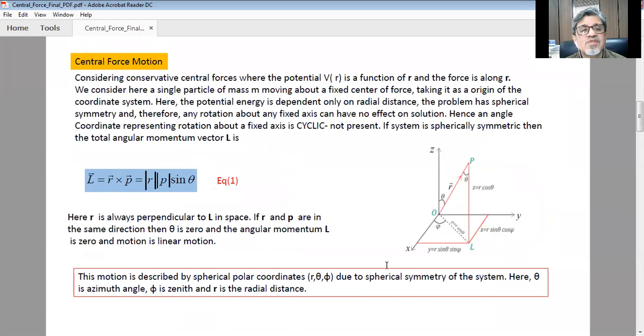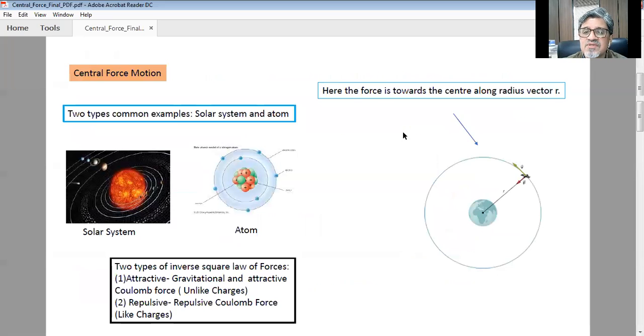Now let us come to the definition and some part regarding central force motion. We consider here conservative central forces, where the potential is a function of r, the radius, and the force is acting along r. As we have seen in the previous case, the potential depends on the radius vector r, and the force is applicable towards or along r.